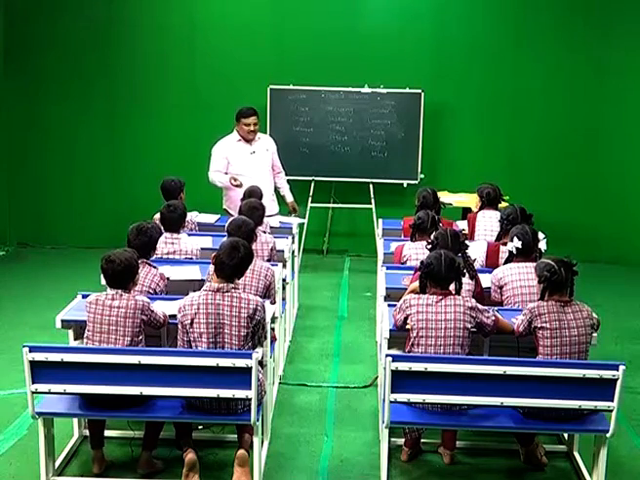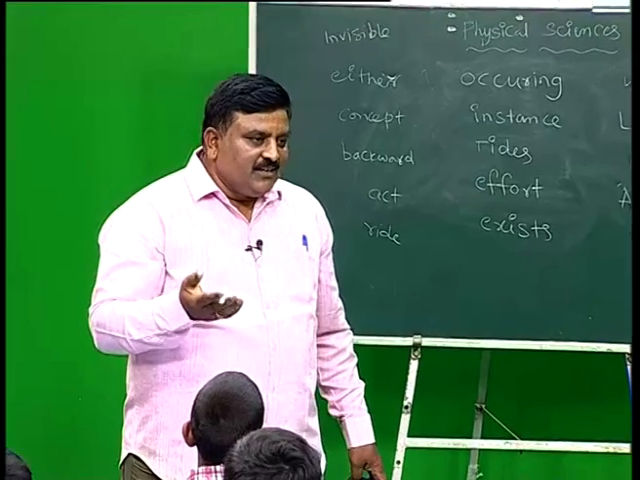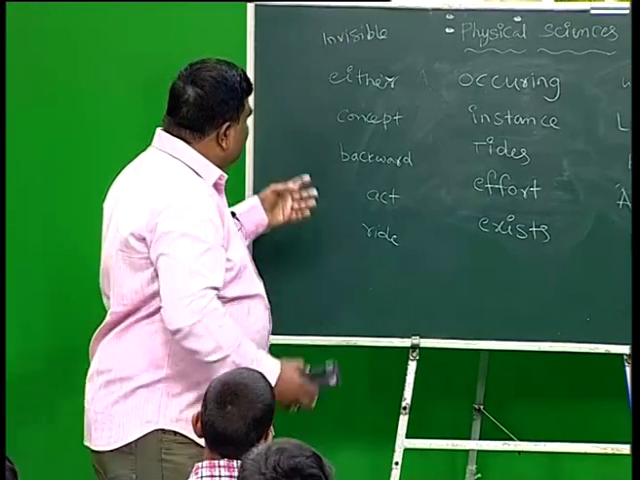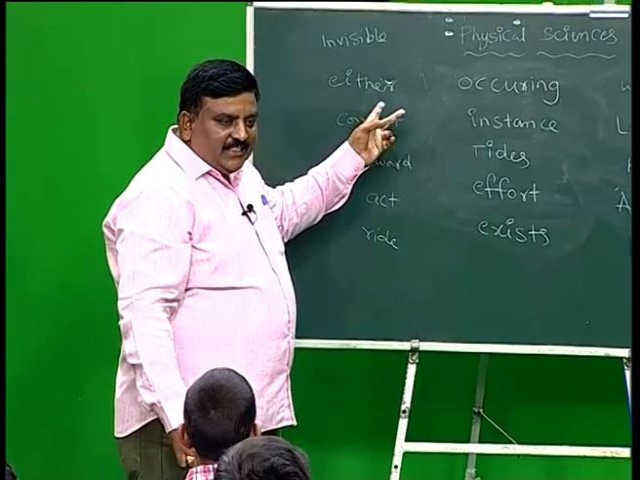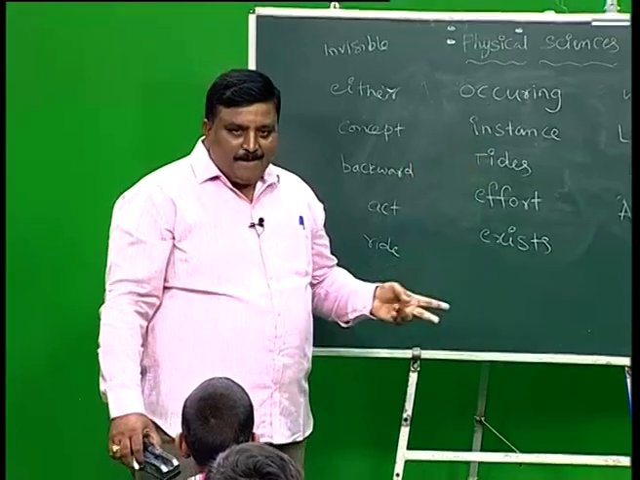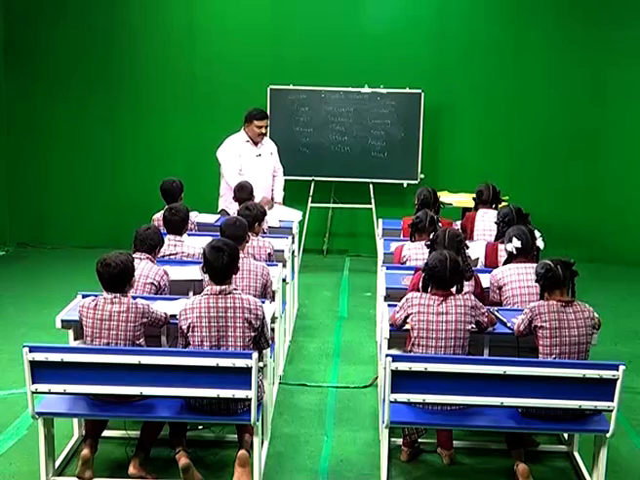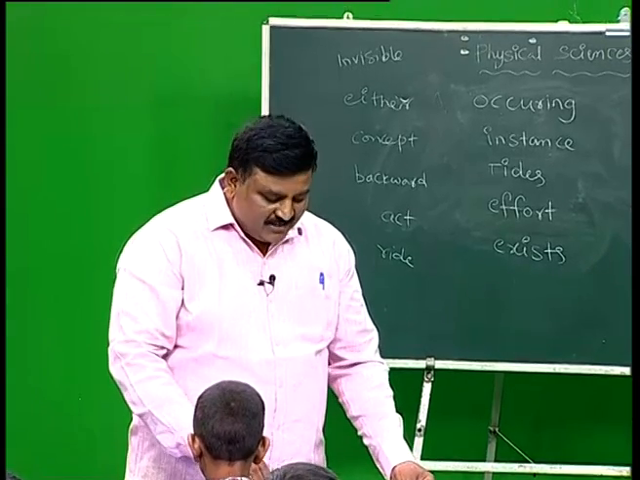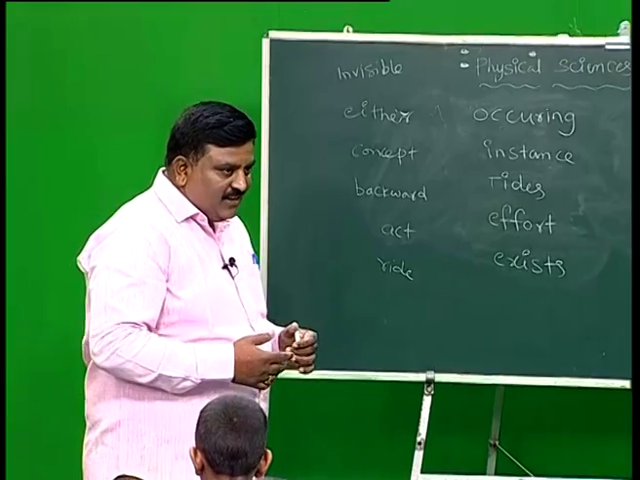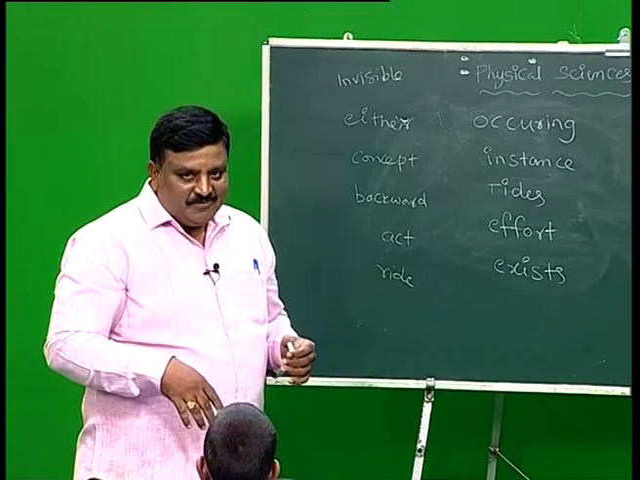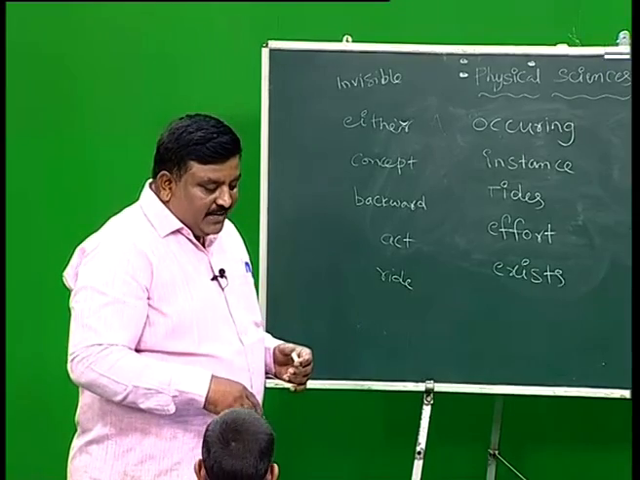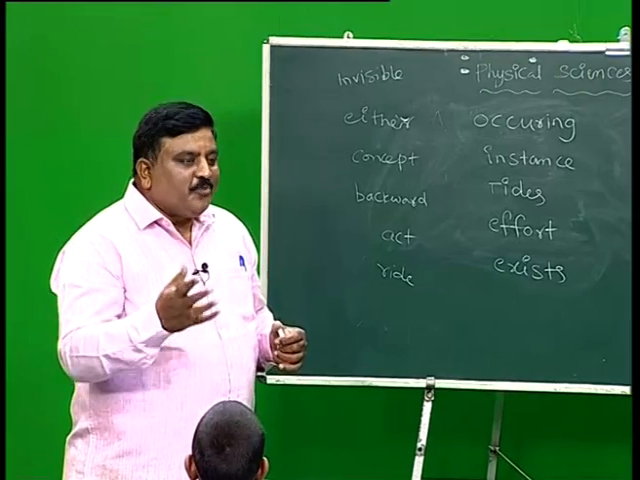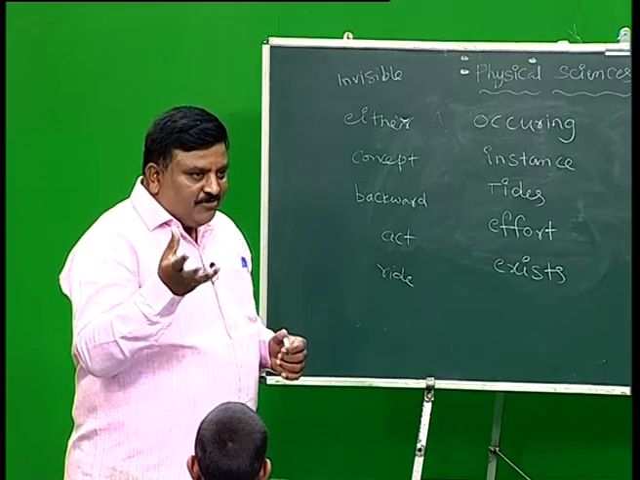Yes, sir. Simple English words you can understand, but there are specific words you cannot understand. So what is this? Either. Either means, what is the meaning of either? Either this or that, we say in a sentence. What we will call either this or that. Either means this one or that one. Next concept. Concept means topic. An idea, about a subject.